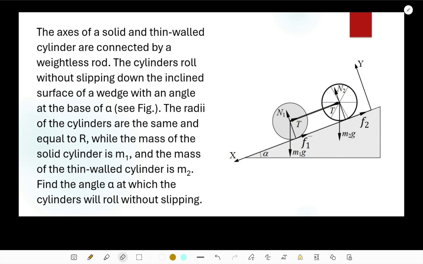And the cylinders in the process of their planar motion are acted upon by forces. You can easily recognize the forces of gravity, that is M1g, M2g, and the friction forces, that is F1 and F2, acting up the incline. And also the forces of normal reaction, N1 and N2. And don't worry about this picture.